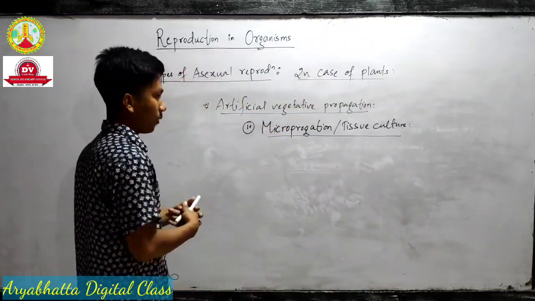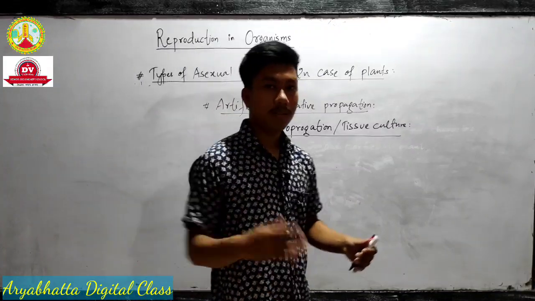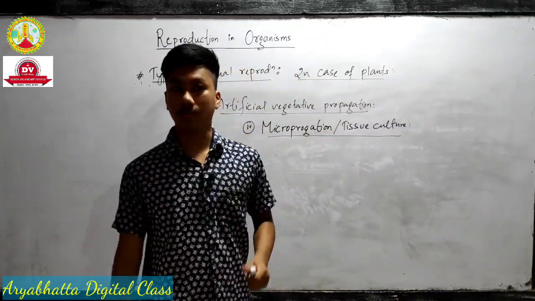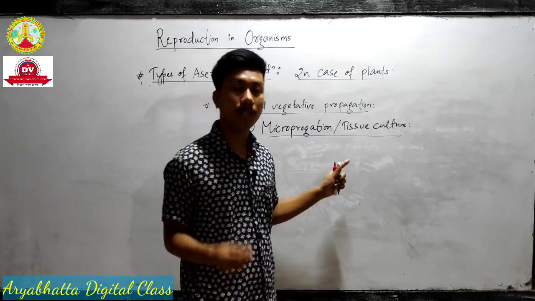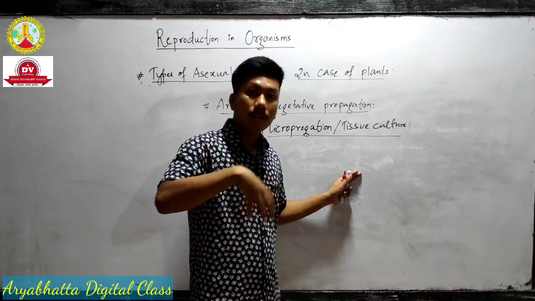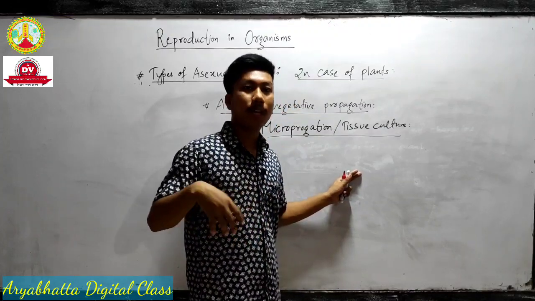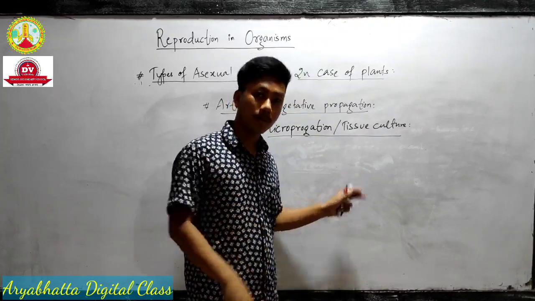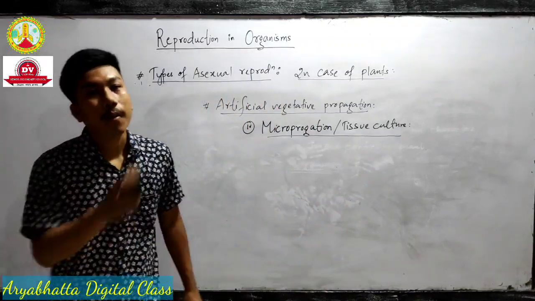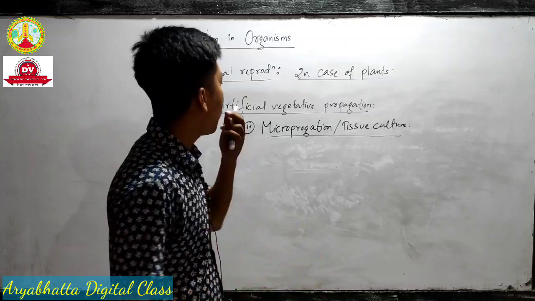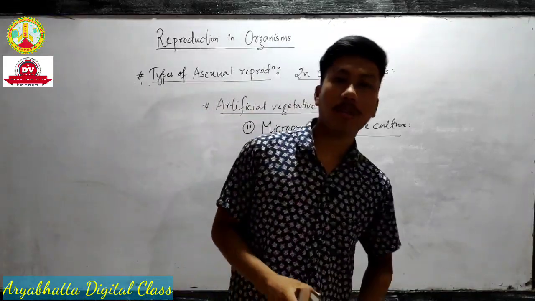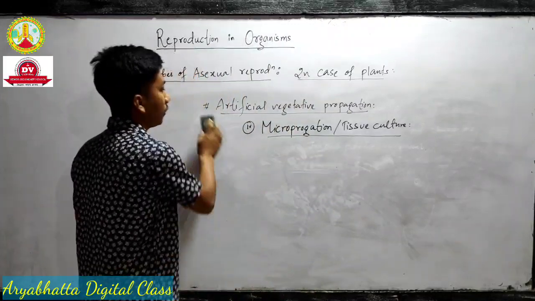So, what is tissue culture? Tissue culture can also be called micropropagation. We take the tissue of any plant body and culture it in a culture medium, and we get more plants in less time. So these are the types of artificial vegetative propagation. With this we have completed the types of asexual reproduction.